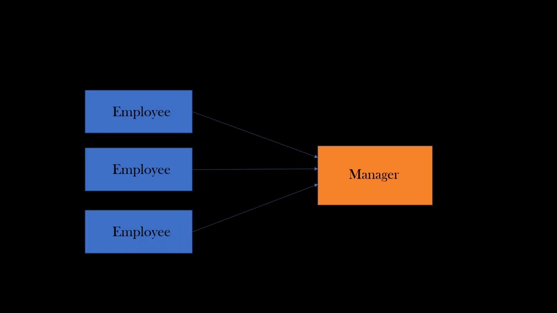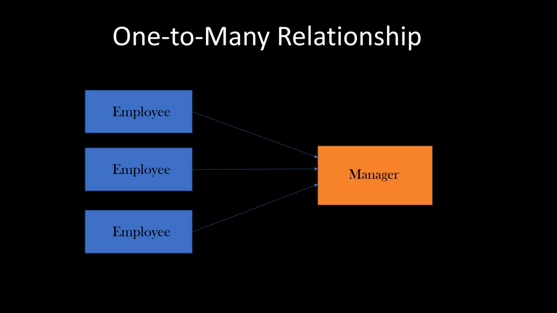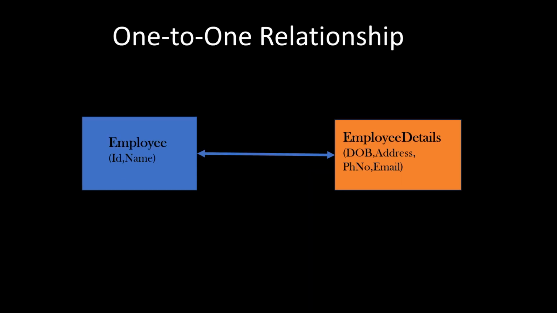If we take the same example, employee and manager: in most common scenarios, an employee can have only one manager, but a manager may be associated with many employees. This cannot be a one-to-one relationship. This is a one-to-many relationship. One example for a one-to-one relationship would be employee and an employee details table. In the employee table, I want to store only employee ID and employee name. I want to keep the rest of the details in a separate table, that is the employee details table.